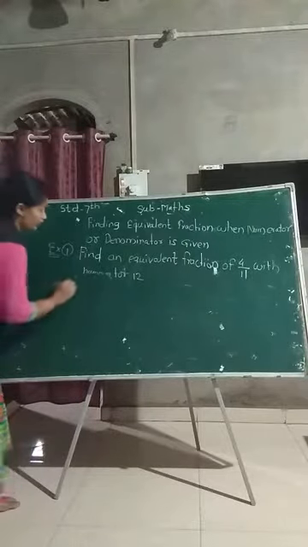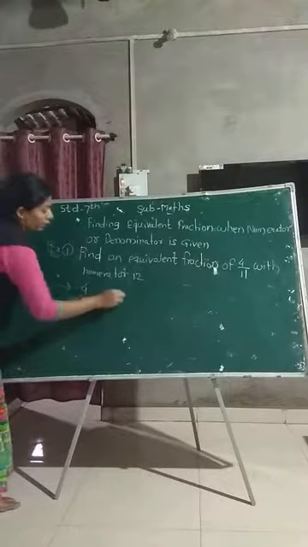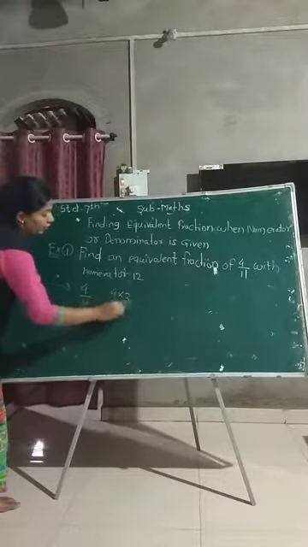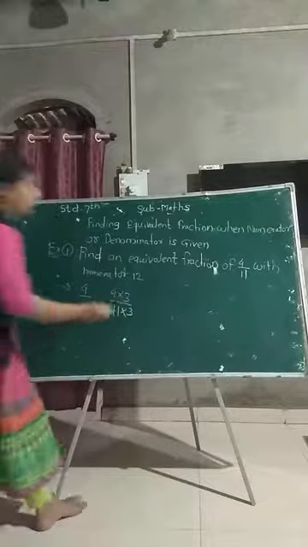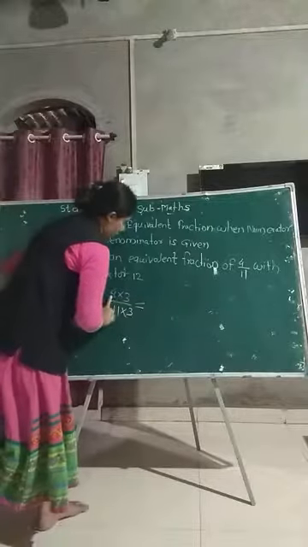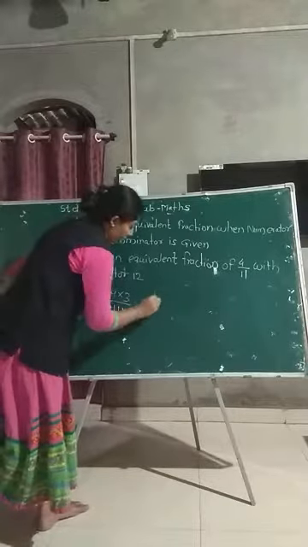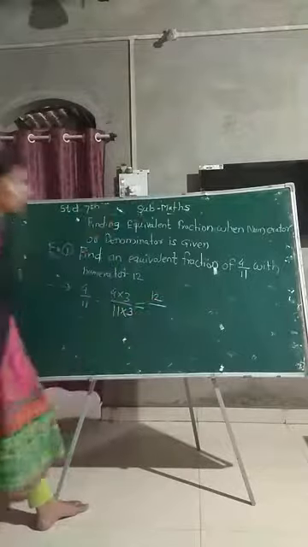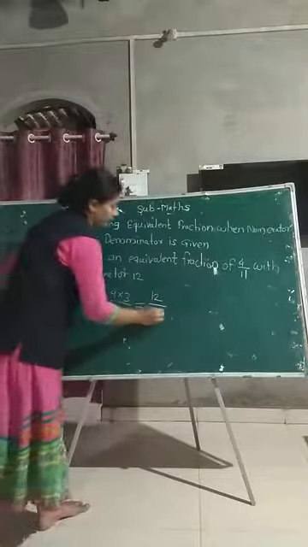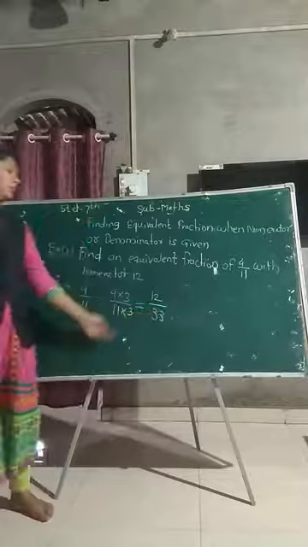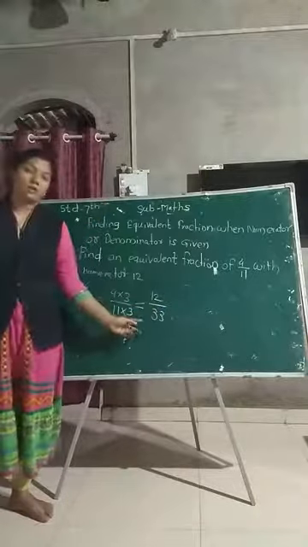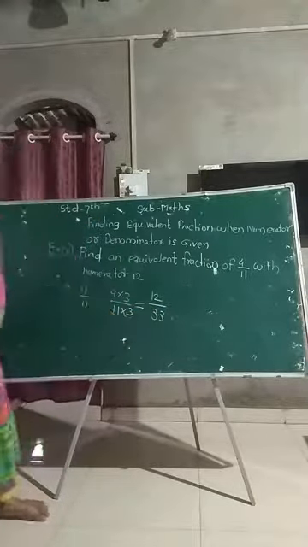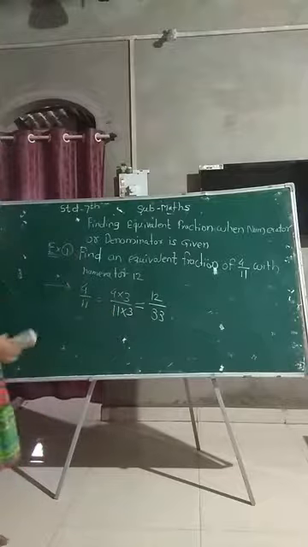In solution we write 4/11. So we write 4 into 3 upon 11 into 3, which is equal to 4 into 3, 12, upon 11 into 3, 33. This is the answer. Numerator is 12 and denominator is 33. Now see example second.